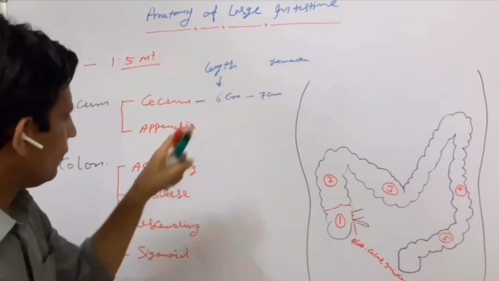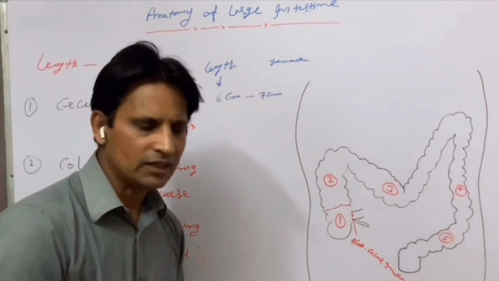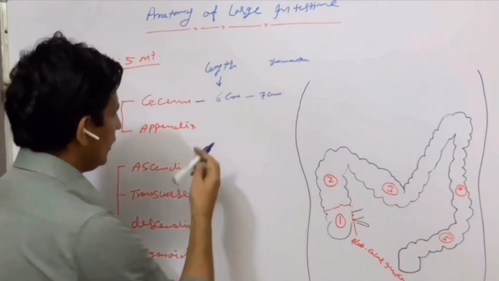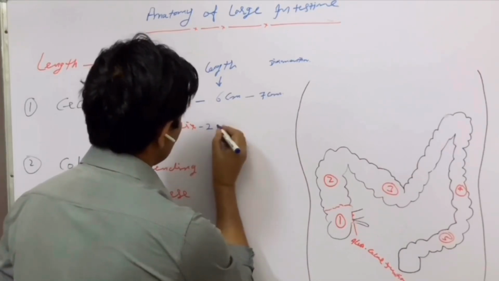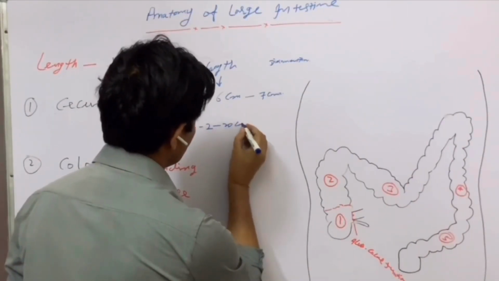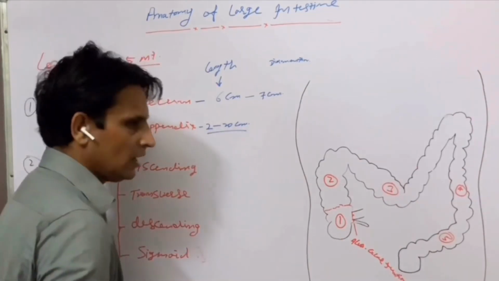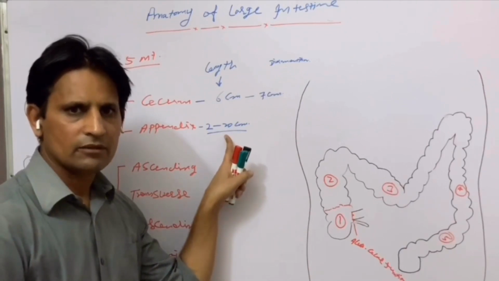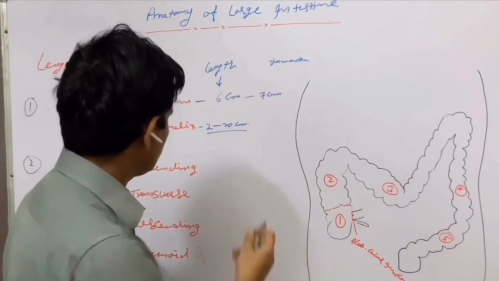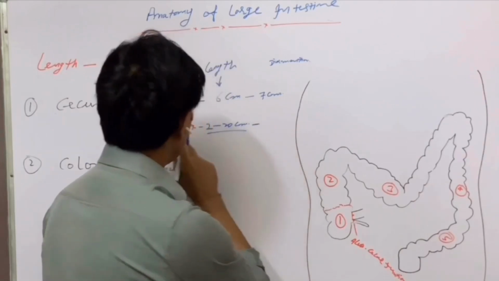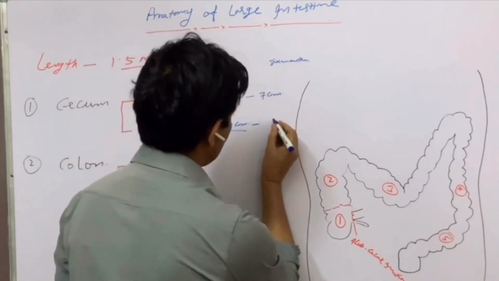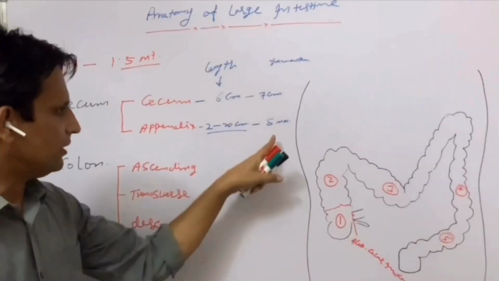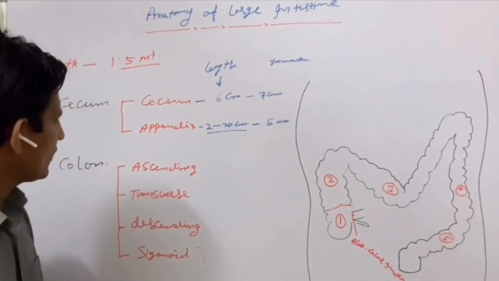Okay. Now come to the second part, and the second part is the appendix. The length of the appendix may vary. It may be from 2 centimeters to even 20 centimeters, right? And the dimension of this appendix is around 5 mm. That is the part of the cecum and appendix.